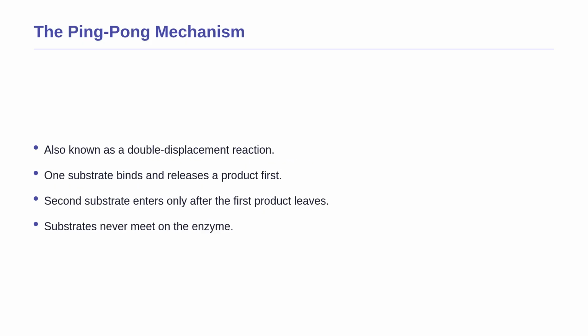This brings us to the second category, which operates very differently. It is called the ping-pong mechanism, or a double displacement reaction. In this scenario, the enzyme processes one substrate completely before even touching the next. The first substrate binds, a reaction occurs, and a product is released. Only then does the second substrate enter the active site. Because of this strict step-by-step order, the two substrates never actually meet on the enzyme at the same time. This physical separation will have a profound impact on the mathematics we will see shortly.